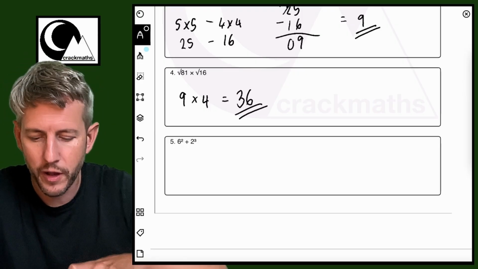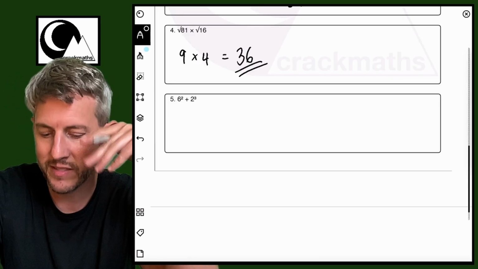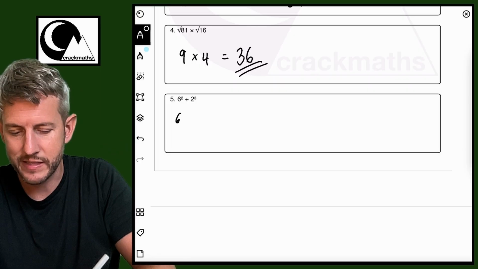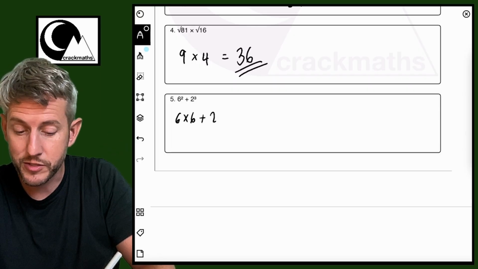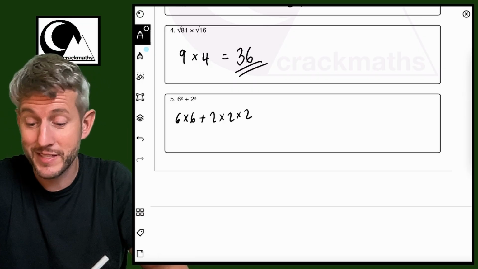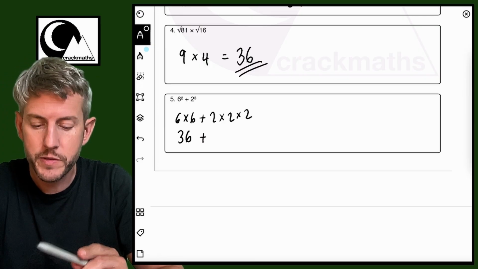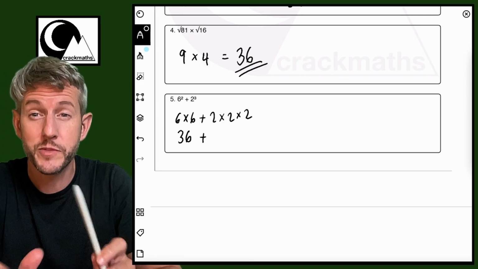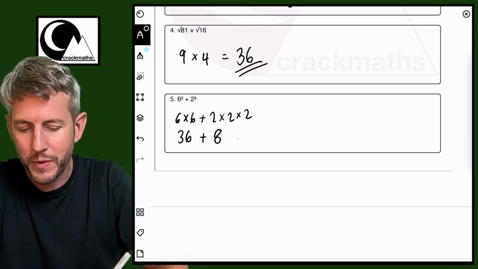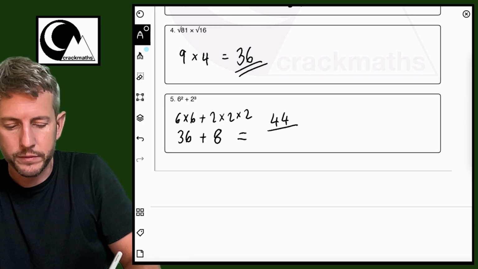Right, question 5. Question 5 says, what is 6 squared plus 2 cubed? Okay, so 6 squared is 6 times 6. So this is like 6 times 6 plus 2 times 2 times 2. So 6 squared gives us 36. That's the result of 6 times 6. 2 times 2 is 4, and then times 2 again is 8. So 2 cubed equals 8. And then if we add these two numbers together, I believe we get 44.